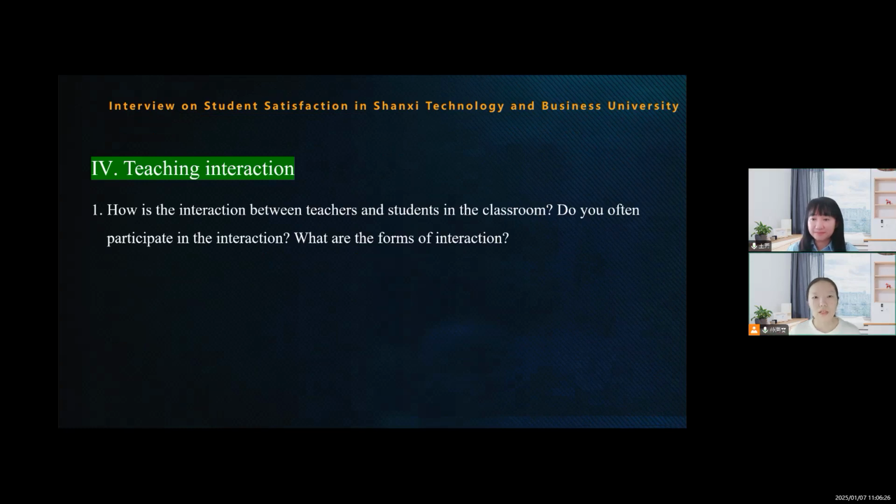Well, there is a lot of interaction between teachers and students in class, and I often participate in the interaction. The forms of interaction are diverse. In addition to questions and group discussions, there are also classroom debates and role-playing.